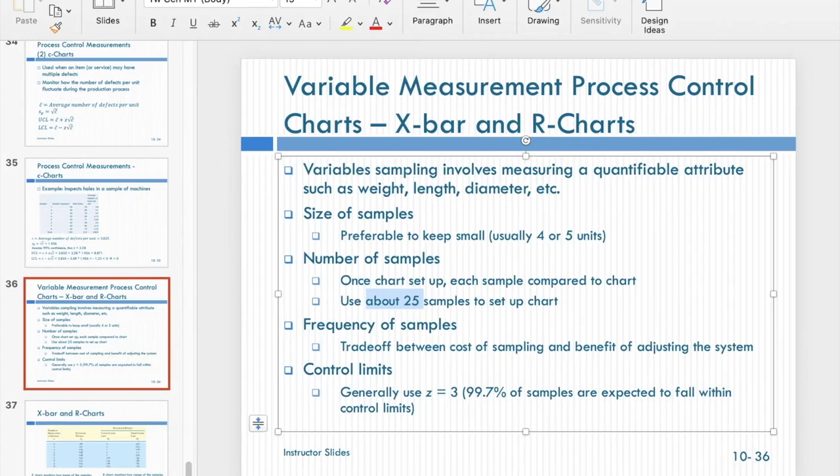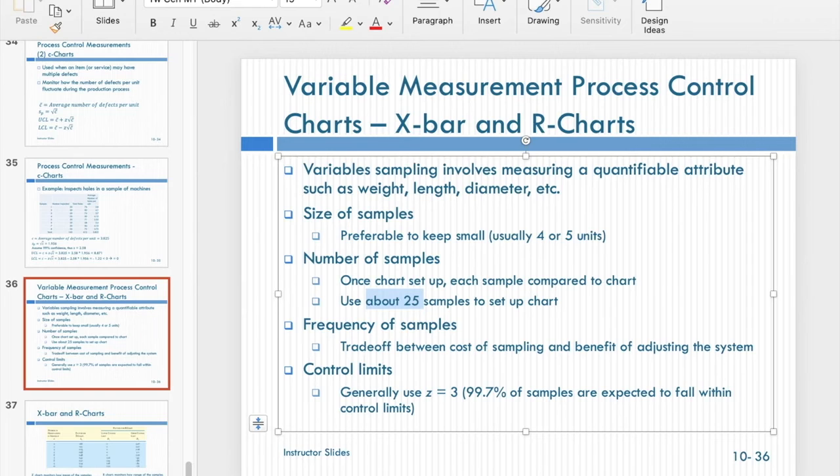The frequency of samples. So we have to deal with this trade-off between the cost of sampling and the benefit of adjusting the system. So it's actually related to cost. Right now we are not mentioning too much about the money cost here, but still remember this is the criteria.